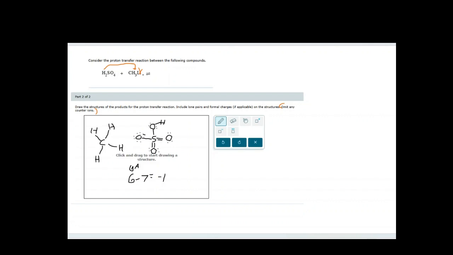As mentioned before, just remember the rules of this question. Omit the counter ions. So if you have sodium or lithium somewhere in there attached to a methyl or whatnot, you won't include that when drawing the products.